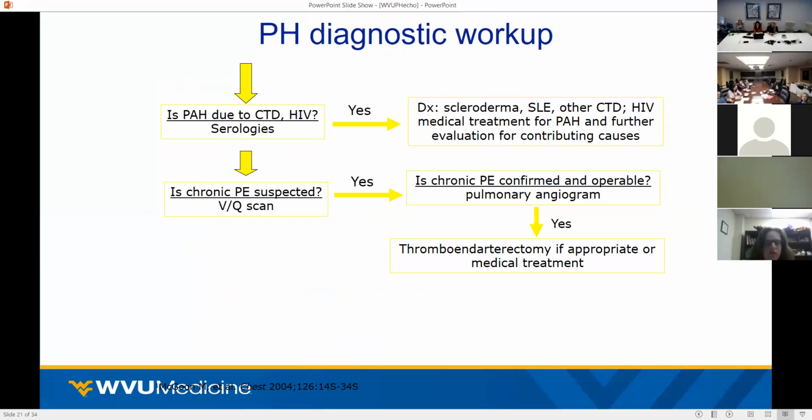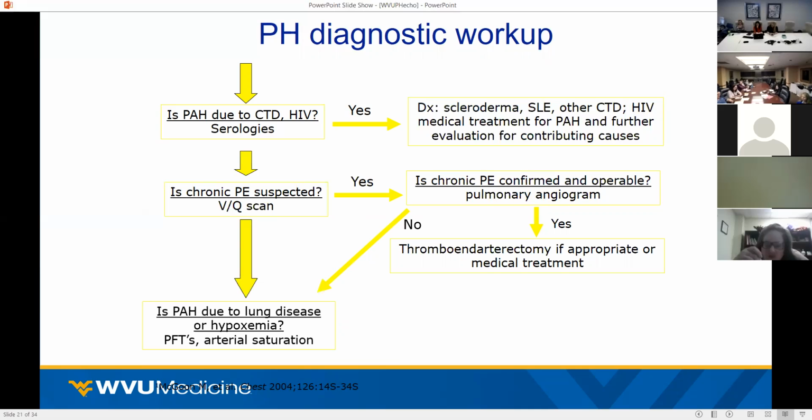If you're worried about chronic PE, then you get a VQ scan. And if there is chronic PE, then getting a pulmonary angiogram or CT, and then you refer them for evaluation for surgery. So that's really important as well. Or is it not PE, or you're thinking of chronic lung disease? PFTs, ABGs, and CT chest are very important in these patients as well.